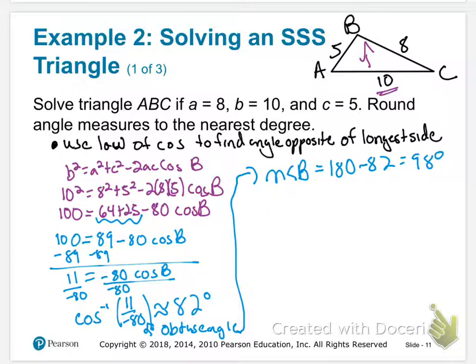This was like when we did the law of sines, and we had the 2 triangles that we were comparing. It could be an obtuse angle or an acute angle. That's what you're noticing here.